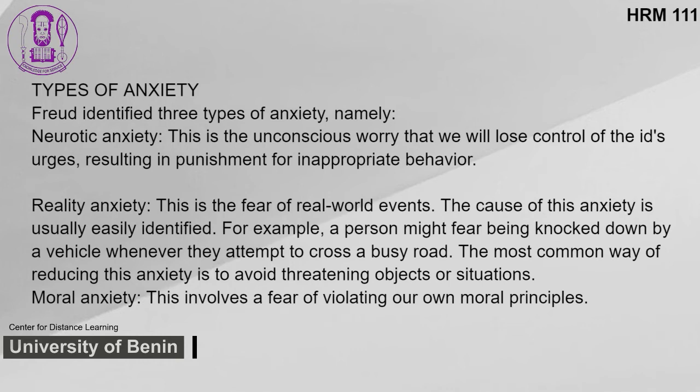Reality anxiety. This is the fear of real-world events. The cause of this anxiety is usually easily identified. For example, a person might fear being knocked down by a vehicle whenever they attempt to cross a busy road. The most common way of reducing this anxiety is to avoid threatening objects or situations. Moral anxiety. This involves a fear of violating our own moral principles.